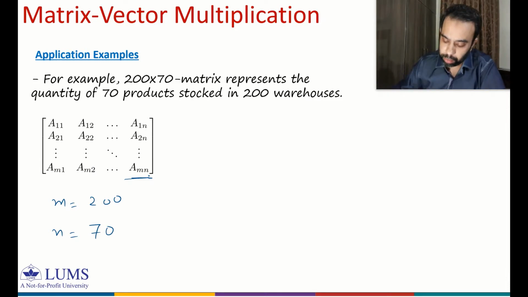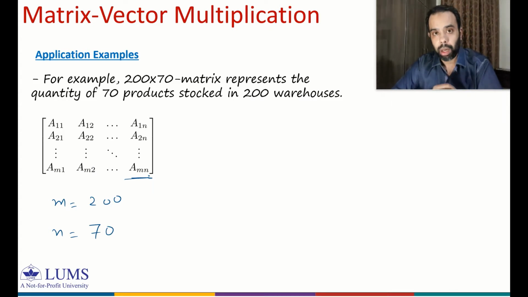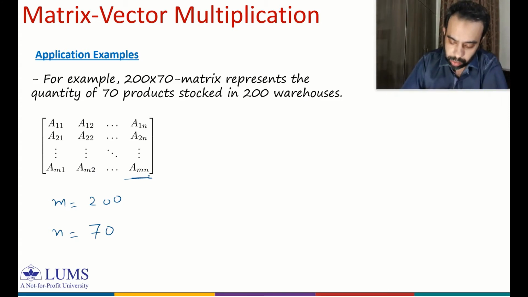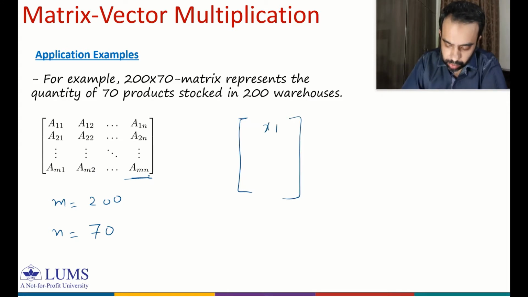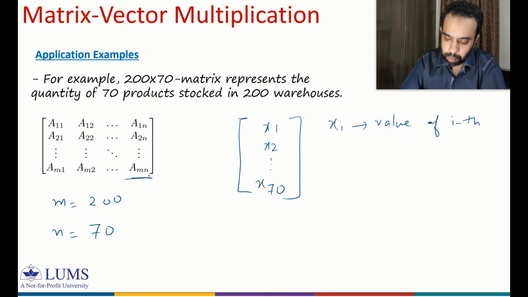So assume that we know the value of each product, and what we want is to determine the value of all the products in each warehouse. So what is given? We know the value of the first product, the second product, and the 70th product. Let me concatenate all of these values in a vector, say x1, x2, up to x70. And what is xi? It is the value of the ith product.